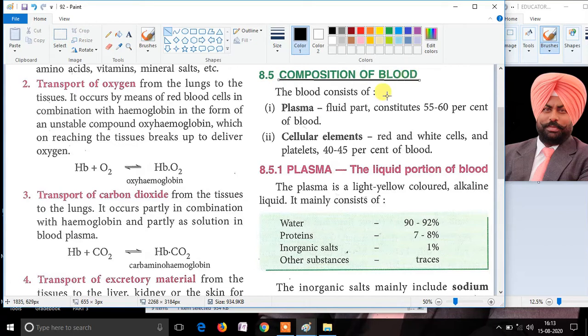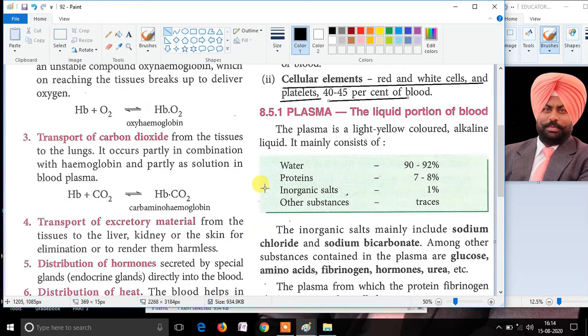Blood consists of two parts. The liquid or fluid part is called plasma, and it is about 55 to 60% of blood. The second part is the cellular elements. These are red cells, white cells, and platelets, the three types of cellular elements, and they are about 40 to 45% of the blood. So overall, blood is made up of two different constituents, plasma and cellular elements.